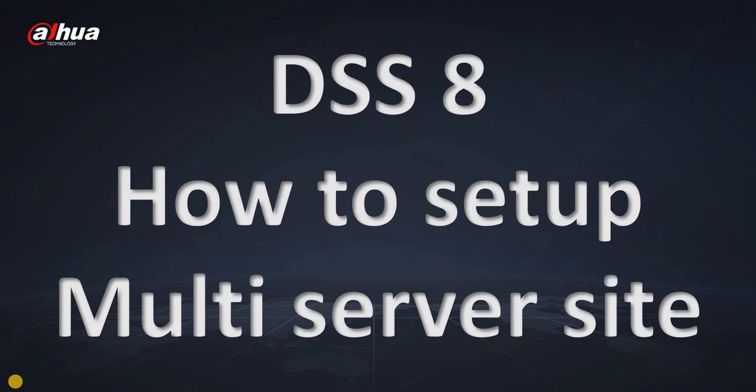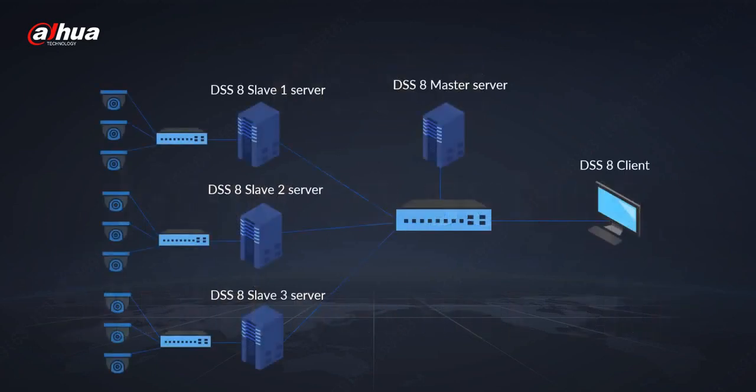In this short tutorial, I will explain what a multi-server site is and show you how to set it up. First of all, we need to have the master server, which is connected in the same network as the slave servers. Then we connect the cameras to the slave servers. In a small scenario, we can also connect cameras to the master server.